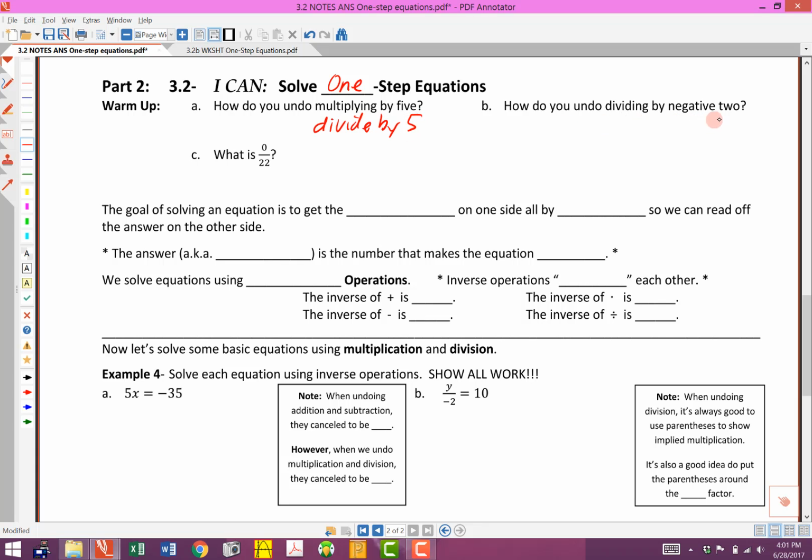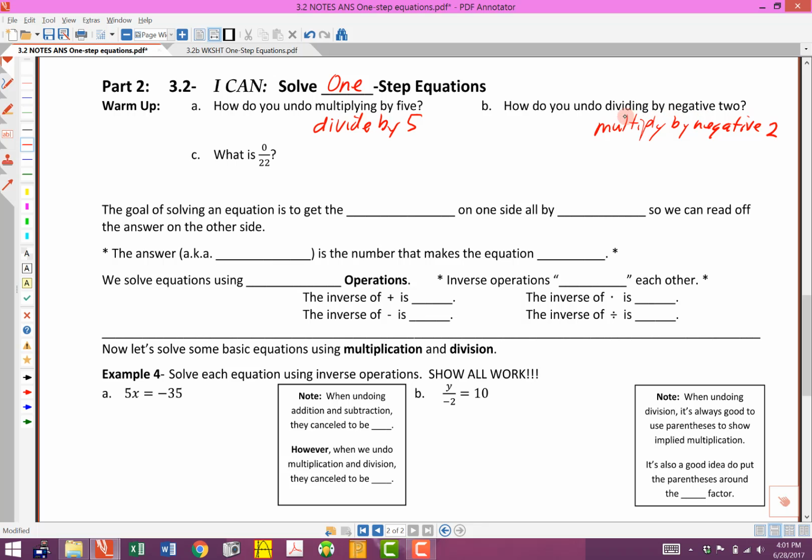And how do you undo dividing by -2? So if we undo dividing, we're going to be multiplying, and this one might take a little bit of thought. If we times something by a negative, it would be the opposite sign of what it used to be, and then we need to change it back to the opposite of the opposite. So we're going to multiply by -2.